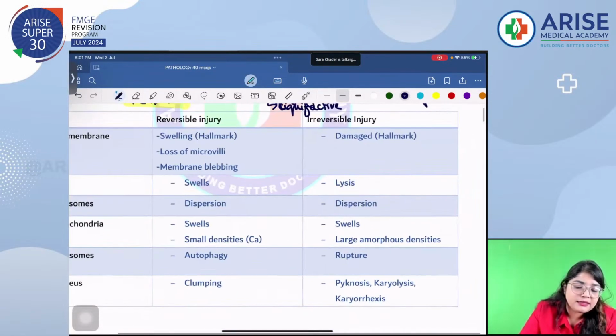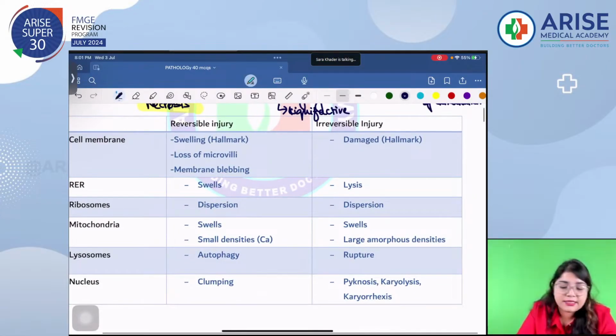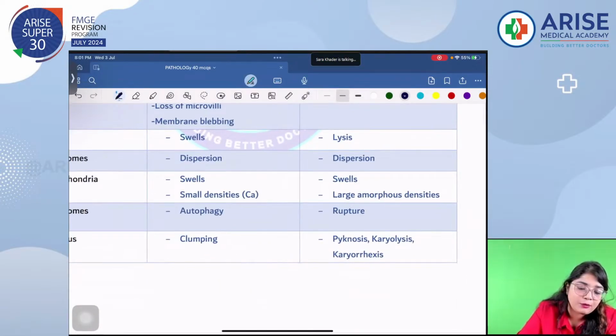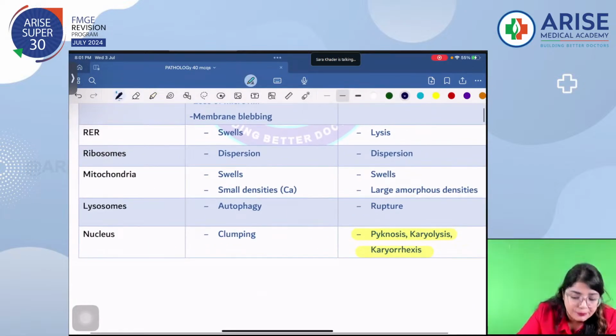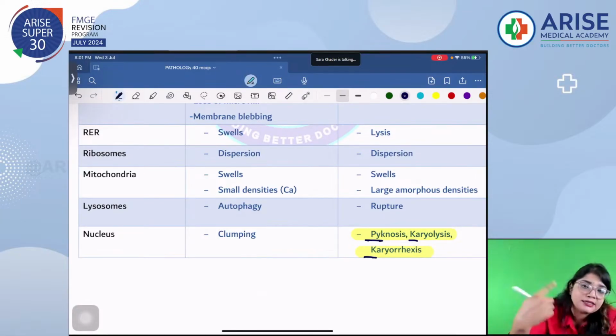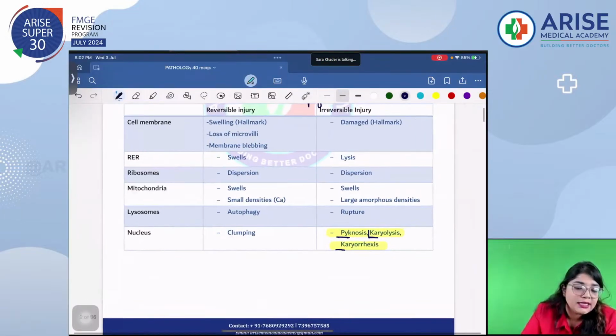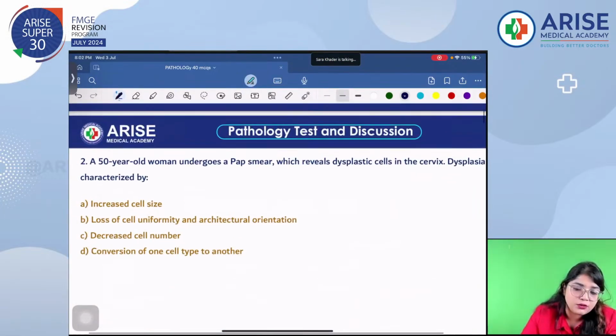Now look at this. These are the differences between your reversible as well as irreversible injury. The one thing that I would point to in irreversible injury is the nuclear changes. Remember, you can see pyknosis, karyolysis, and karyorrhexis. It's actually pyknosis, karyorrhexis, and finally karyolysis. These are the nuclear changes in irreversible injury. Let's go to the next question.